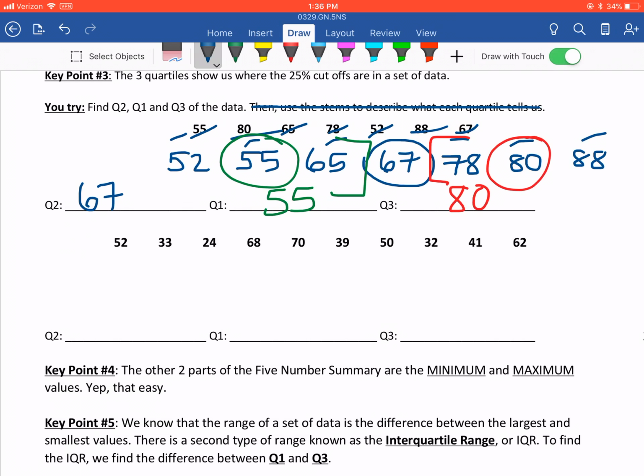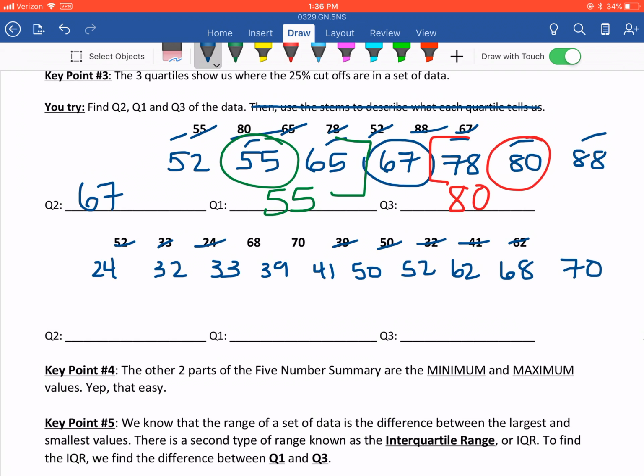All right, let's put these guys in order. First thing that we should do, 24 goes first. After 24 goes 32, then goes 33, then 39, then 41, then 50, then 52. Oops, not 62, 52. Then 62. Then 68, and then 70.